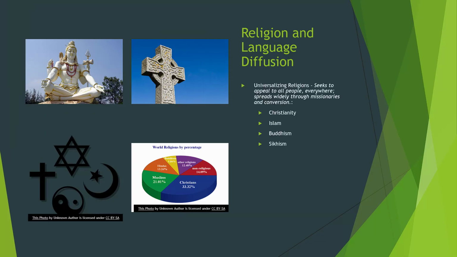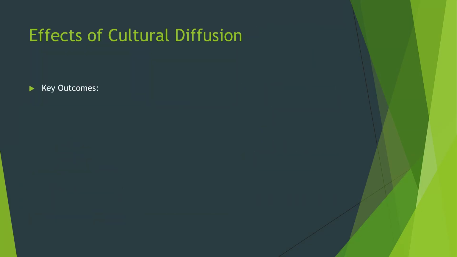We'll also talk about religion, specifically different types of religions. So we'll talk about universalizing religions, the ones that seek to appeal to everybody. They're everywhere, and they spread through missionaries and conversion, like Christianity, Buddhism, and so on. And then we have ethnic religions that are more tied to a place or a group, and there's not as much spread because it's more based off of your birth or your heritage. And then we'll also explore some of these cultural hearths, where they started and how they were able to spread. We'll also take a look at the effects of cultural diffusion.